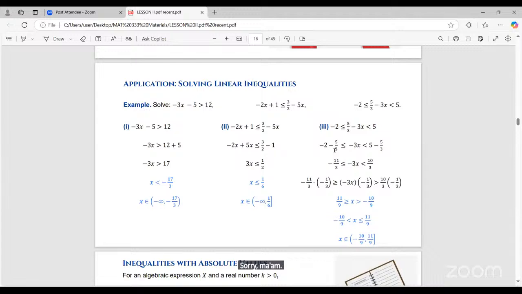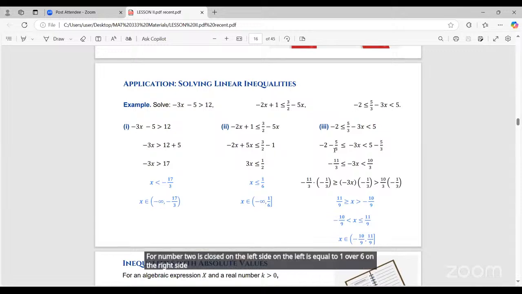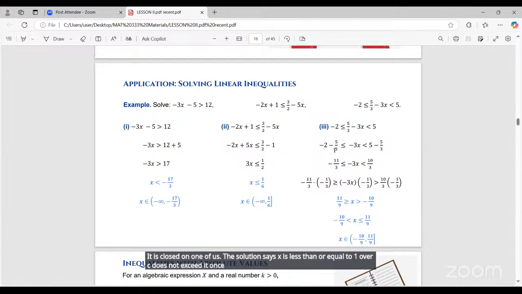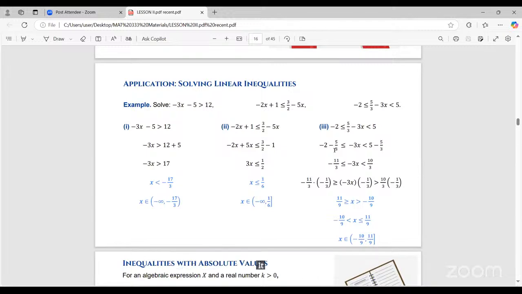Ma'am, you said it was closed for number 2. It's closed on the left side and is equal to 1/6 on the right side. It is closed on 1/6. The solution says x is less than or equal to 1/6. It does not exceed it. Once you see less or equal, there are two possibilities. Less or equal means it does not exceed 1/6. It is closed on 1/6.